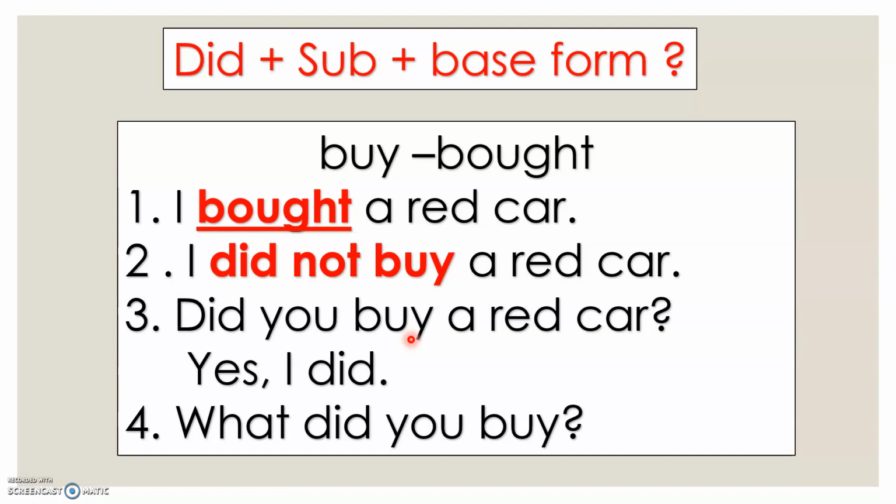If I want to make the WH question, we need to start with the WH word, which is what, then did, then the subject. What did you buy? What did you buy last week? For example, I bought a red car last week or last month. So you need to pay attention according to the verbs. If you are answering with the affirmative form, you need to use verb 2, which is the verb in the past tense. After didn't, or the yes or no questions, or the WH questions, the verb must be verb 1.